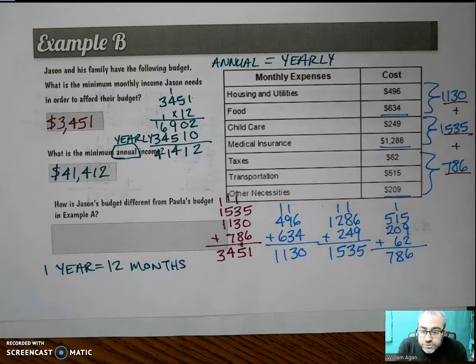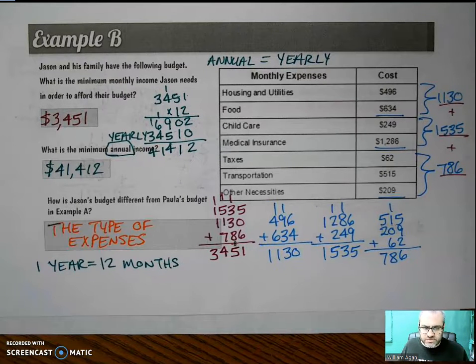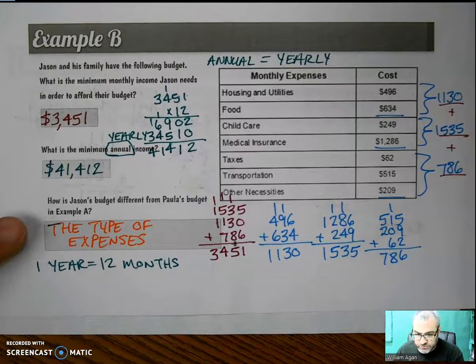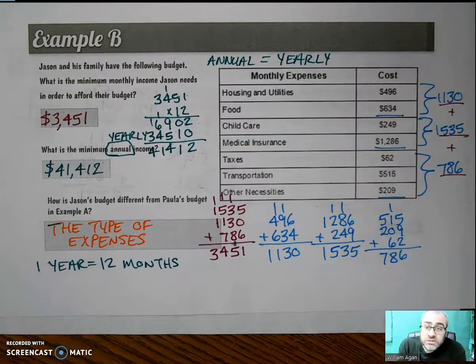Okay. The your turn problem that goes with this is... Okay, I'm sorry about that. For some reason the screen froze, the camera that records what I was writing. So when I looked up, something I wrote wasn't there. So how is Jason's budget different from Paula's budget? It's the type of expenses that are different. Okay, so now the your turn problem that goes with this one is your turn number 2 on slide 12. So go ahead and do your turn number 2, and then we will look at example C.